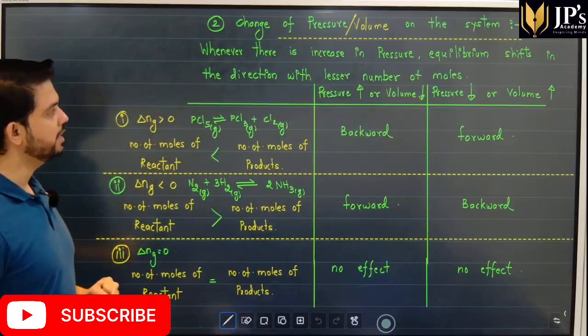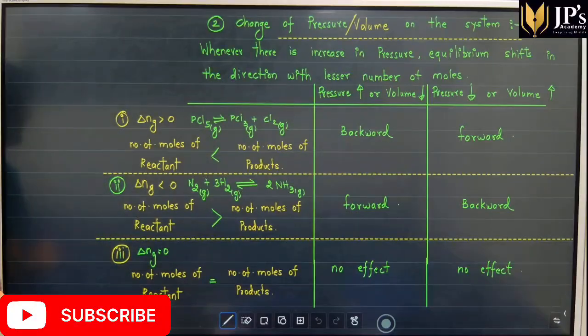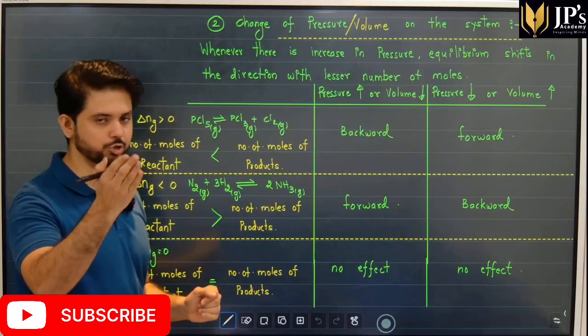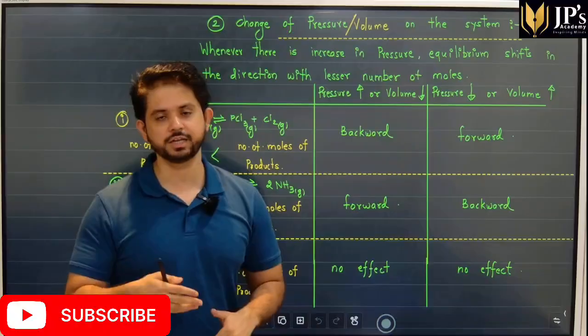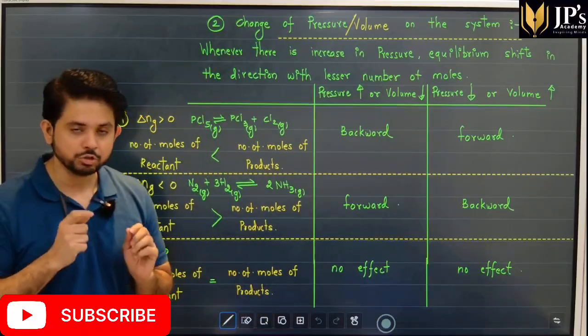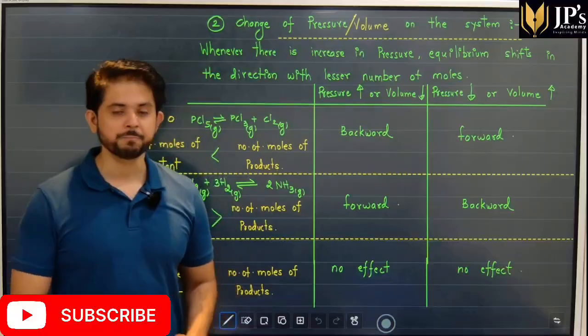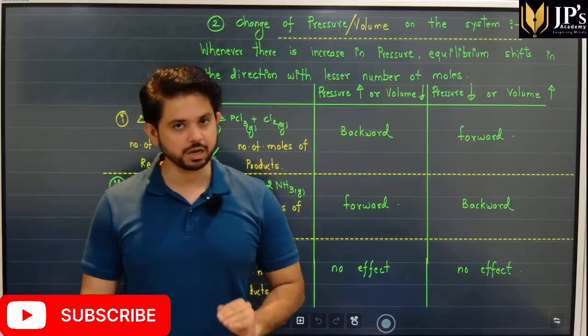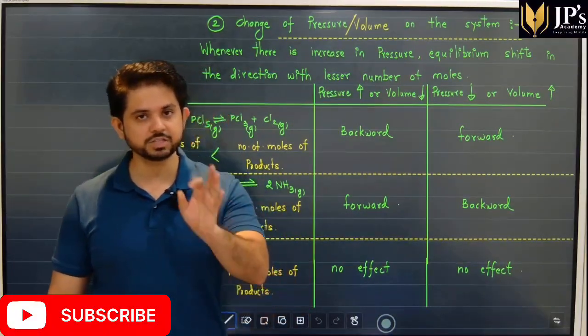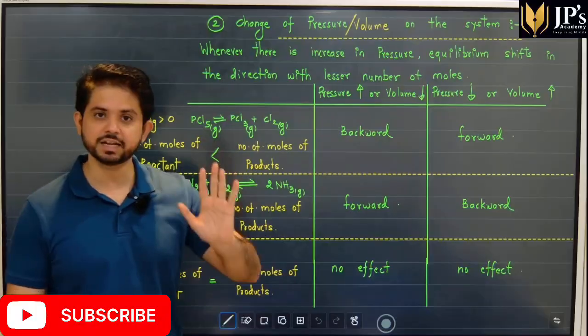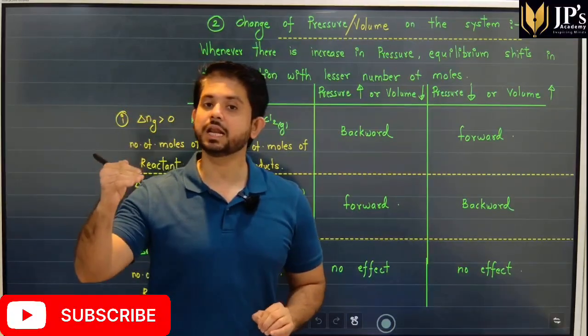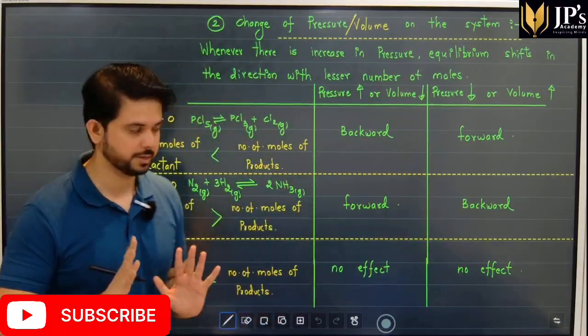Next, students, we have change of pressure and volume. If you increase pressure, volume decreases; if you decrease pressure, volume increases. So students, a general statement we need to remember is, if you increase the pressure, equilibrium will shift in that direction where there is lesser number of moles.